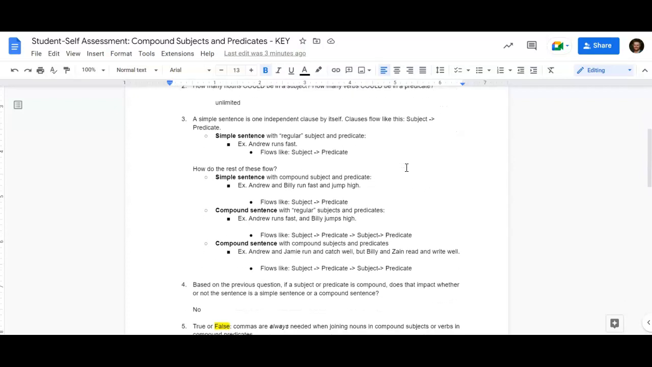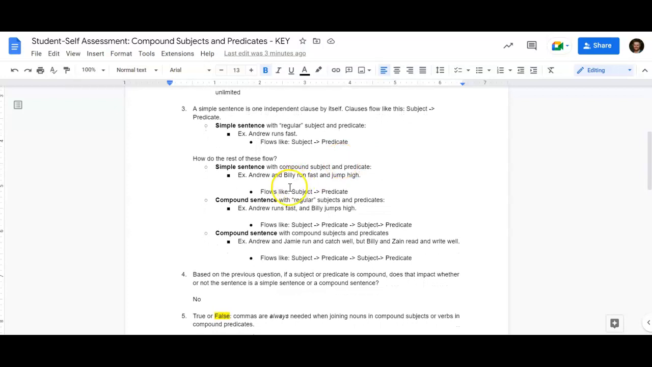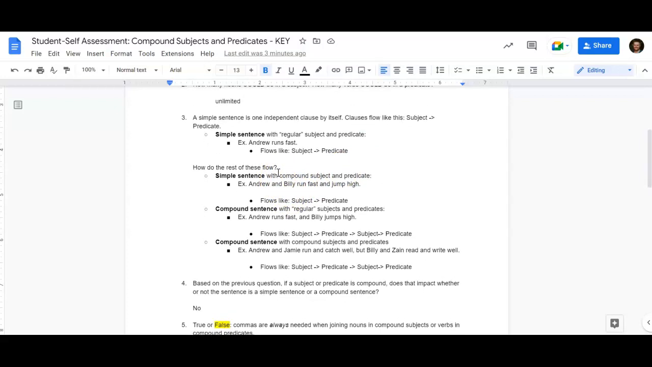The next major hangup I noticed you guys had was in number three. We were talking about the flow of subjects and predicates in simple and compound sentences. For the most part, you guys got the first part right, which is that in a simple sentence, even if you have a compound subject, like Andrew and Billy, that's just the one subject. And even though you had a compound predicate, like run fast and jump high, that was just a single predicate. You guys were typically pretty good to go on that one. But keep in mind that just because it was a compound subject, it wasn't subject, subject. A lot of you guys did do subject, subject for that one. It's just one subject, Andrew and Billy.